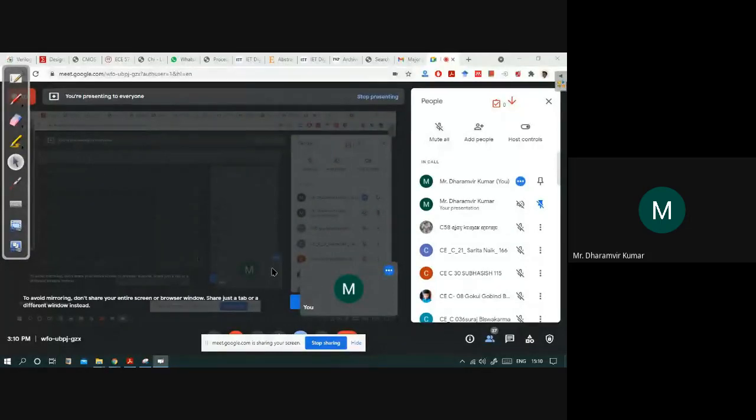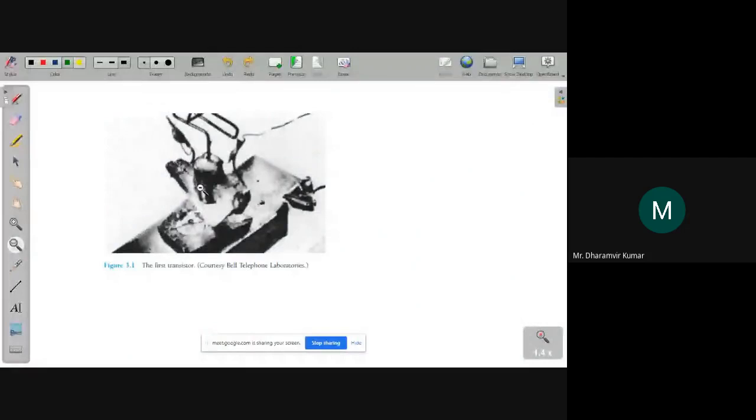So look at this picture that I have shared. This picture is figure 3.1 from Boylestad. The first transistor, courtesy Bell Telephone Laboratories. So this was the original transistor that was actually fabricated by those three persons, who later got the Nobel Prize for this also. So this was the first working transistor.